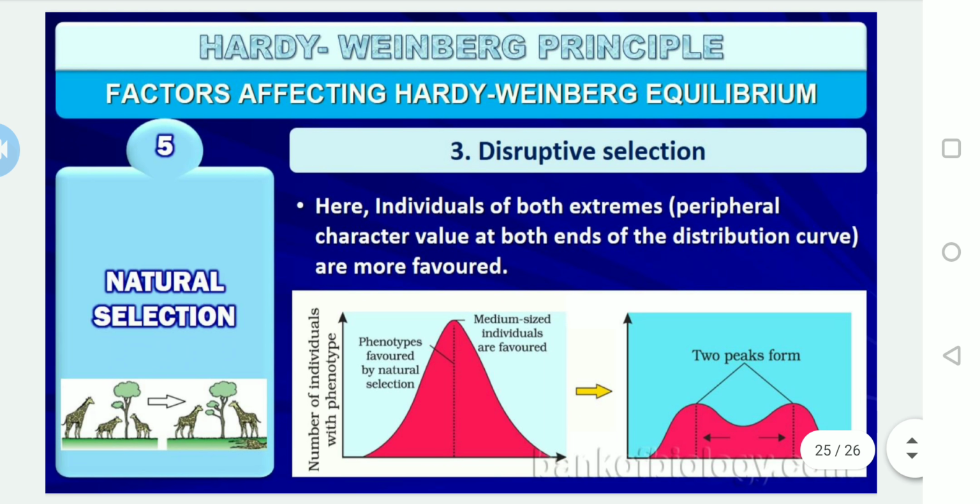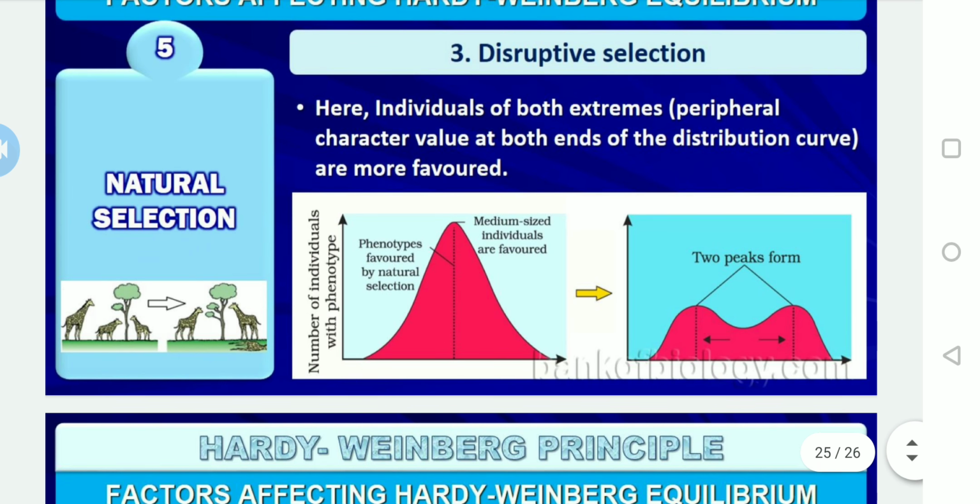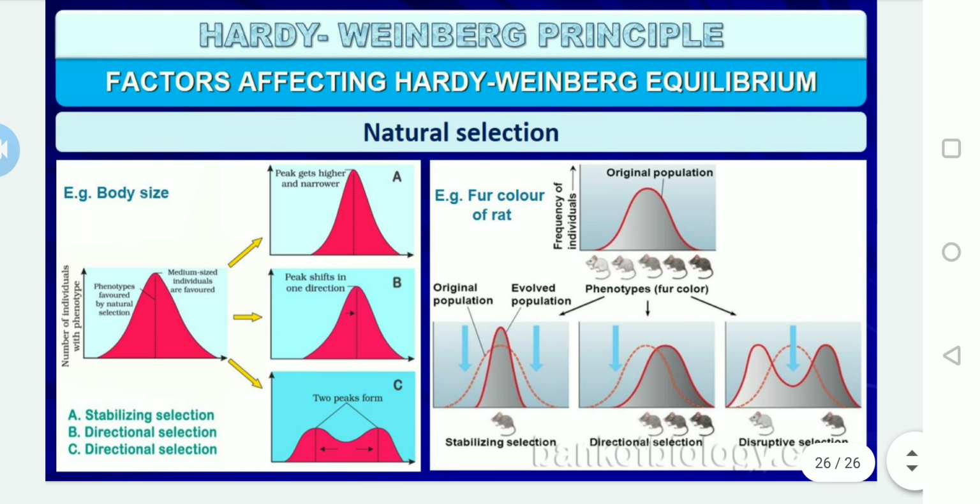And the third one is disruptive selection. Here the individuals of both extremes are favored, so that means there are two forms present. The individuals of both extremes, that is the peripheral character values at both ends of the distribution curve, are more favored, equally. So this type of selection is known as disruptive selection.